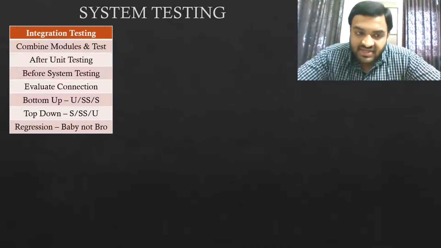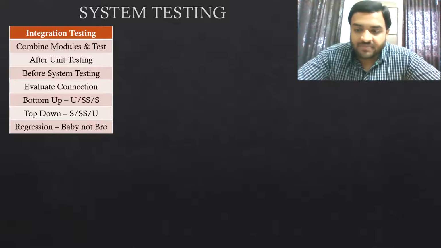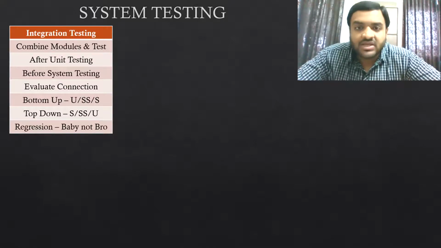When this integration testing is done, we are doing it after unit testing, but before system testing. We have still not started doing the system testing. We are still on unit testing. We will evaluate the connection of the business processes with each other, of the system with each other. We will have now 2 approaches. We will do bottom-up testing and top-down testing or evaluation.